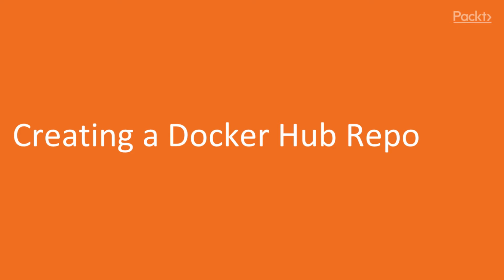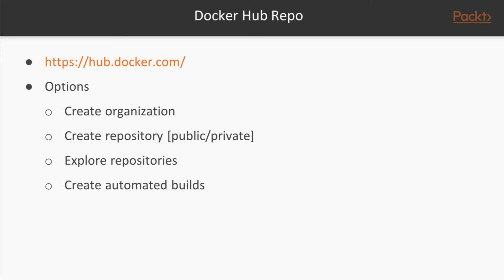Creating a Docker Hub repo, that is, working with the Docker Hub. In order to create a Docker Hub repo, we'll first visit the website https://hub.docker.com. Before proceeding, make sure that you have signed up for an account. Once you're logged in, you will see links or menus to these options.